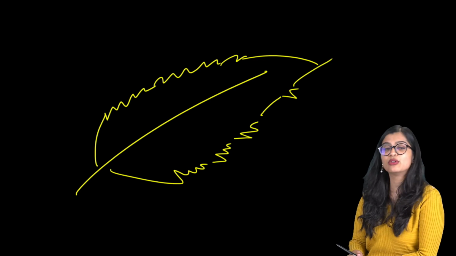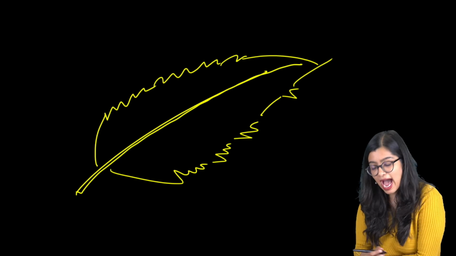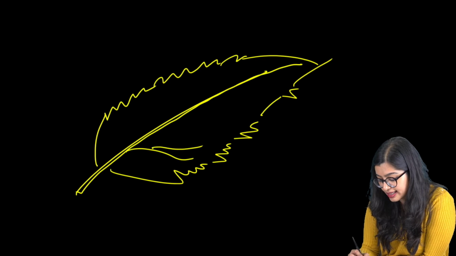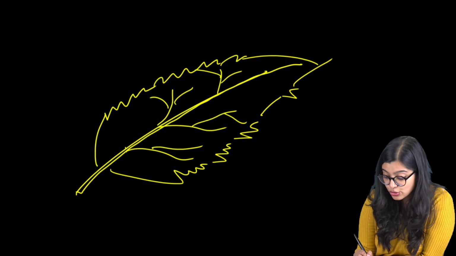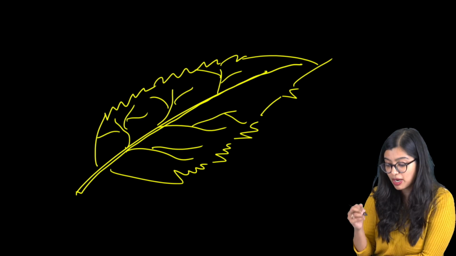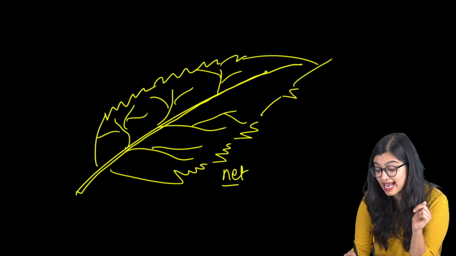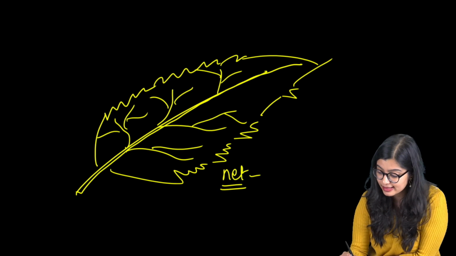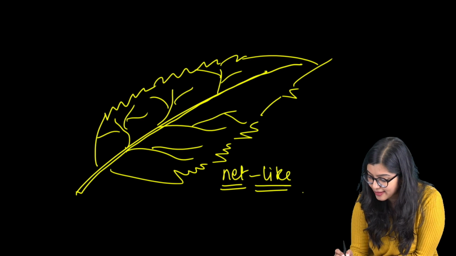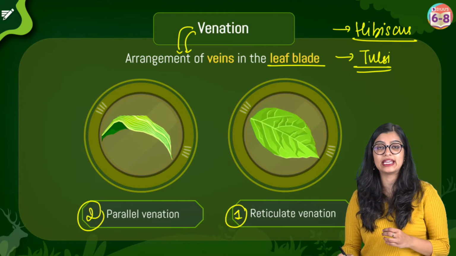So now of course when you look at a hibiscus leaf, we see that there is a midrib like this, and from the midrib we see that there are many veins which branch out, right? Just like how a tree has branches. Yes, so just like that we observe that there is some branching out which comes from the midrib, and we see that it looks like a net, or I would say it looks like a network, right? So I can say this is net-like. So this right here is what we call reticulate venation.